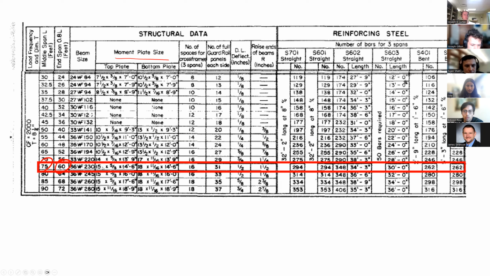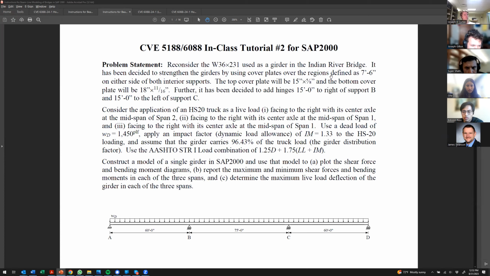So we have a top plate 15 by 5/8 by 14.5, a bottom plate that is 18 by 11/16 by 14.5. So what we want to do is add those on. So that's what I'm saying here. Top cover plate is going to be 15 by 5/8. It's spanning 7.5 feet from either side of the support. Not entirely consistent with what the drawing said, but close enough. And then we have a bottom cover plate 18 by 11/16.